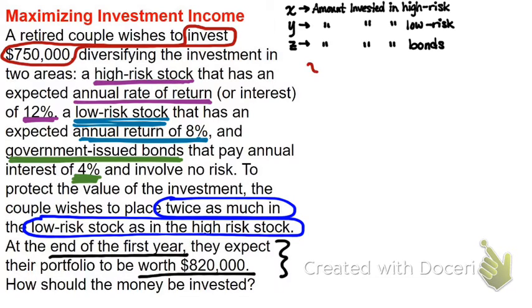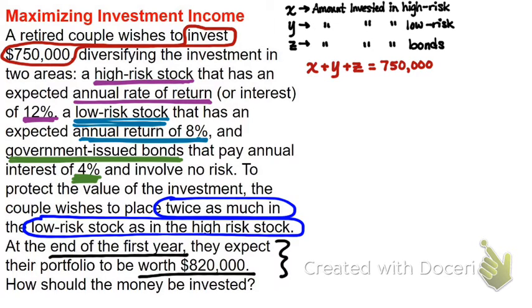Absolutely. X plus y plus z, the amounts invested in the high risk, the low risk, and the government bonds, has to add up to the total amount that they have to invest to begin with, which is $750,000. All right. So we've got our first equation.